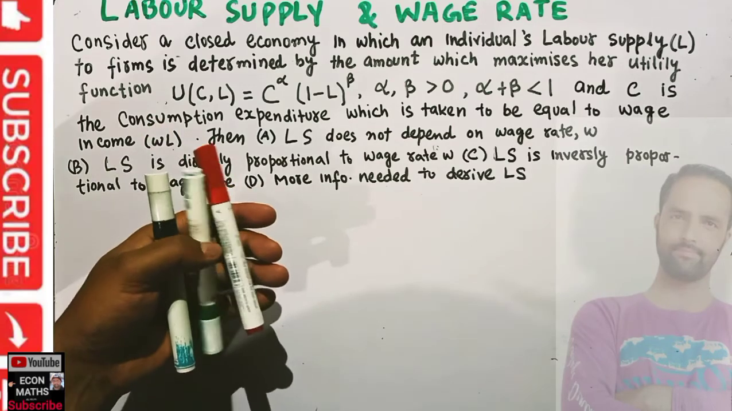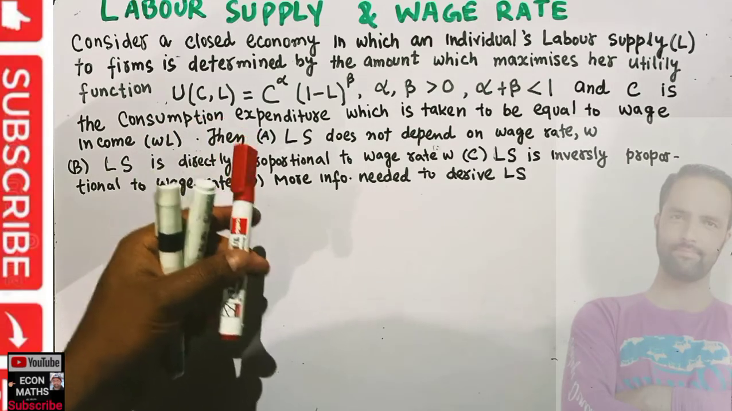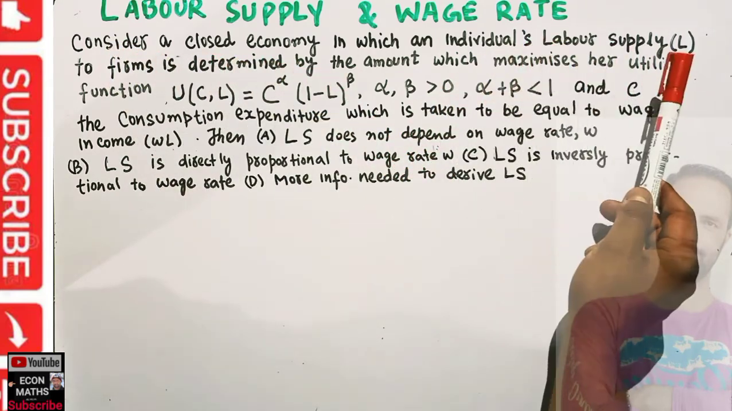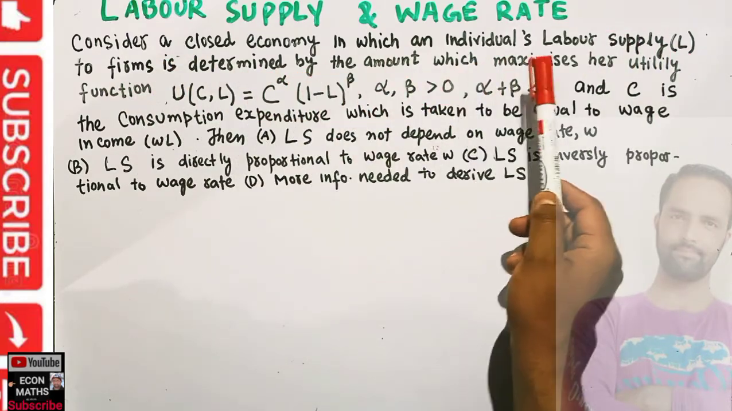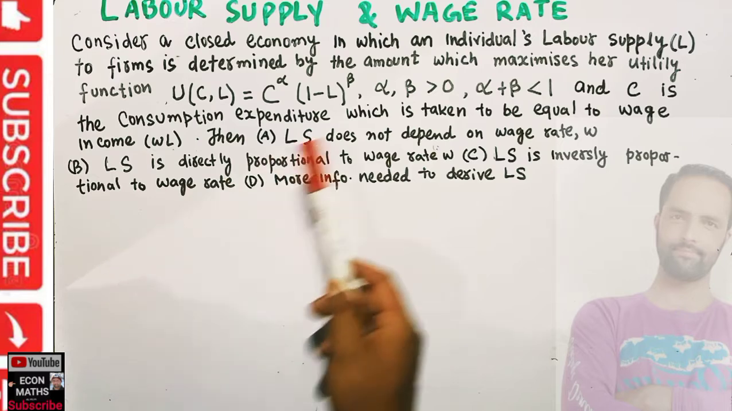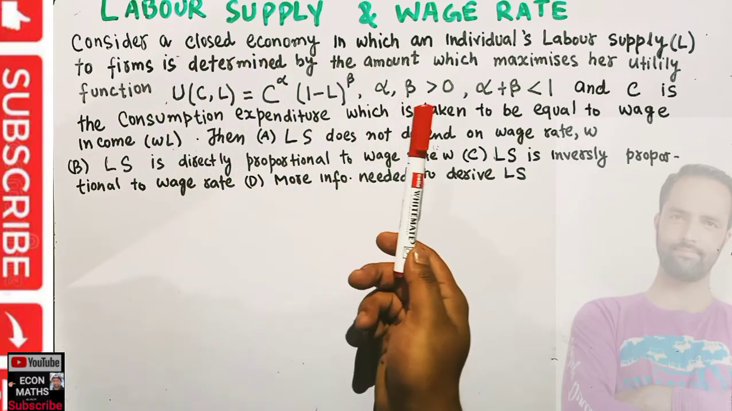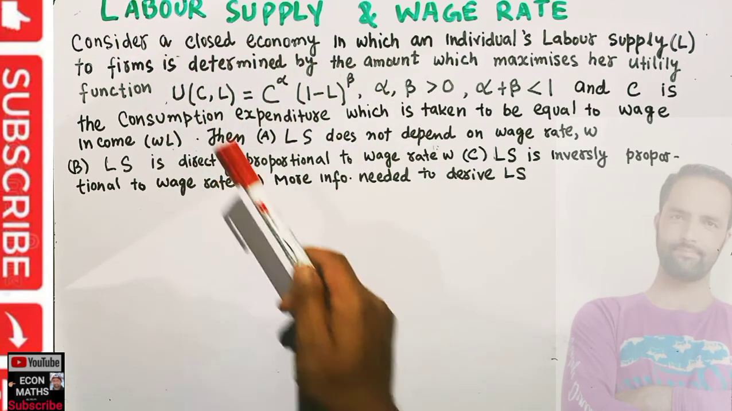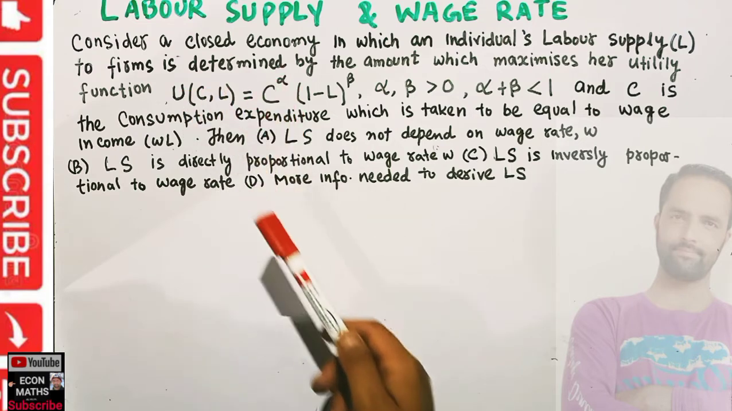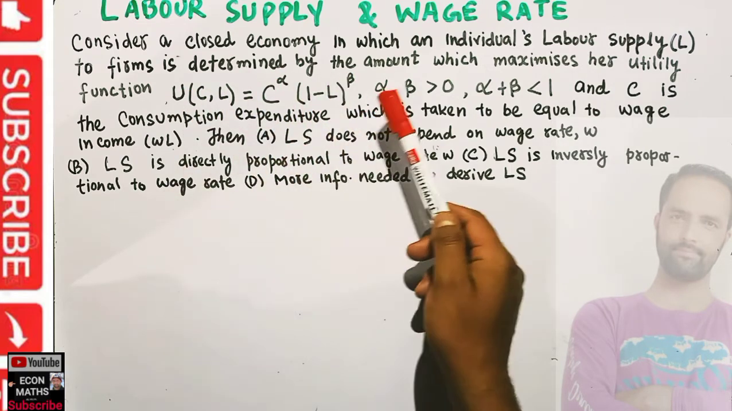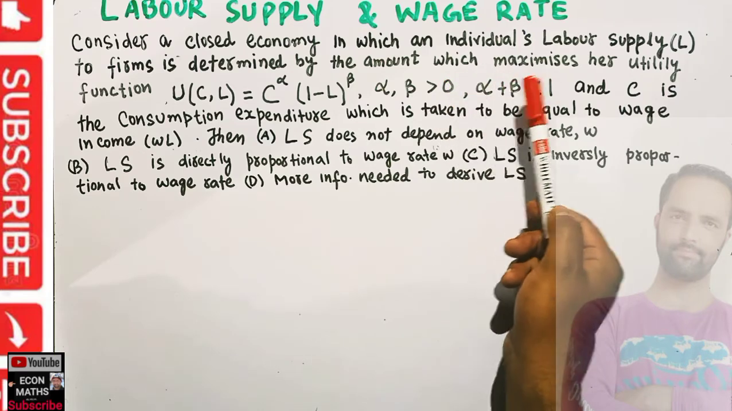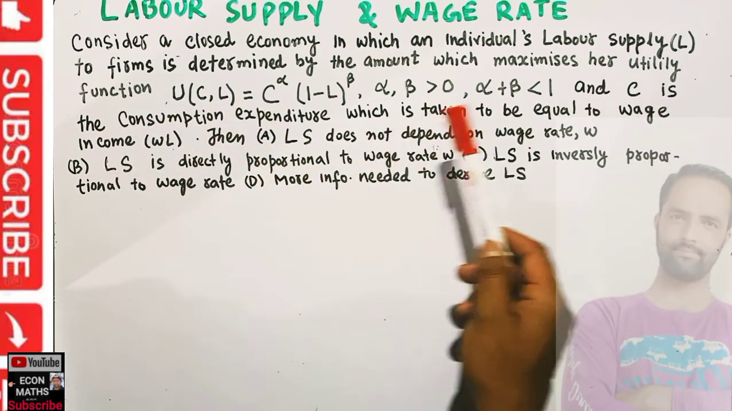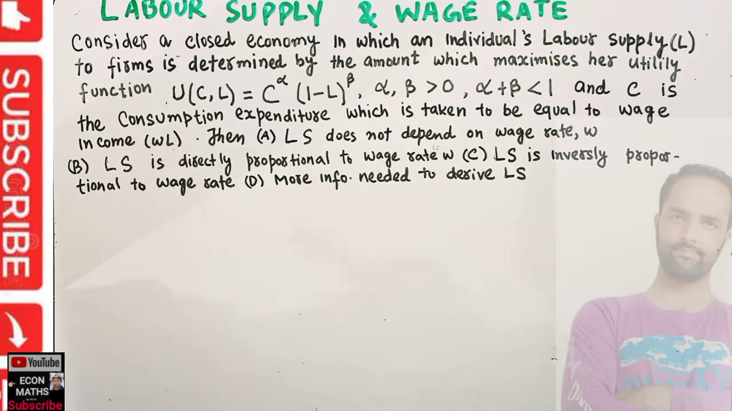In this video, we will solve a problem that was asked by a brother on the Telegram channel of Economaths. The question is like this. Consider a closed economy in which an individual's labor supply to firms is determined by the amount which maximizes her utility function. So, labor is being supplied by an individual to firms according to the individual's utility function, that is U(C, L) is equal to C to the power alpha times (1 minus L) raised to the power beta. Alpha and beta are greater than 0 and alpha plus beta is less than 1, and C is the consumption expenditure which is taken to be equal to the wage income, that is WL.